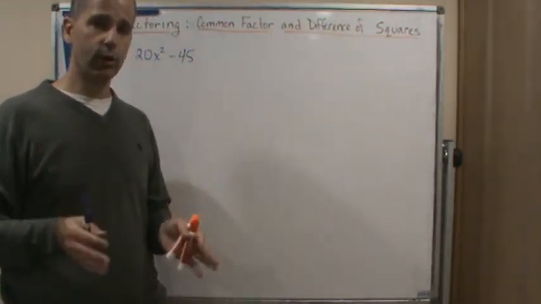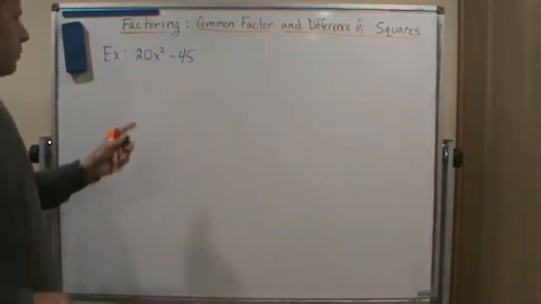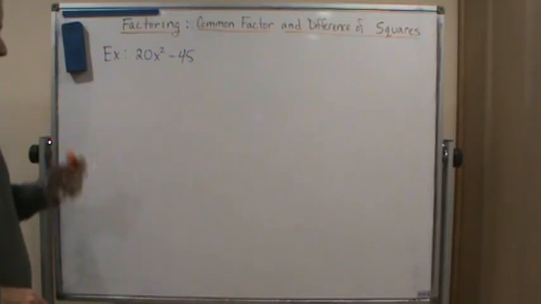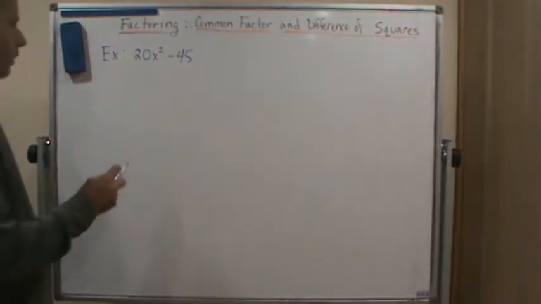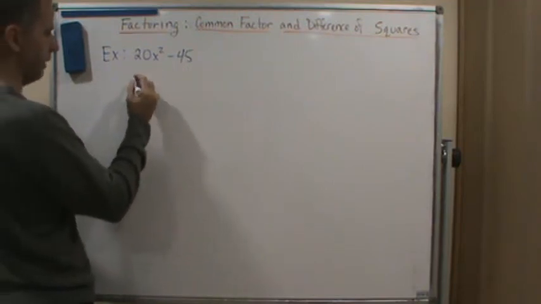Okay, so for example, like this one here, the very first thing you always do is look for a common factor, the greatest common factor. And so in this case, we want the greatest factor of 20 and 45. And in this case, it's 5. Okay, so the largest number that will divide both of these numbers is 5.